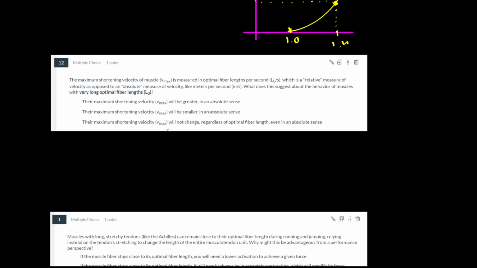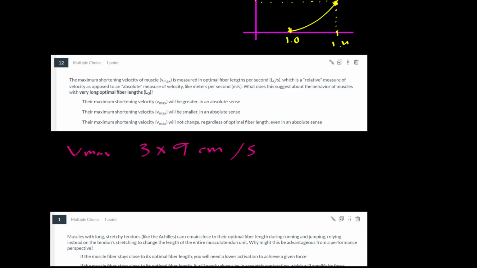Okay, a shorter and hopefully more simple one. The maximum shortening velocity of a muscle is usually measured in optimal fiber lengths per second. So suppose you had a muscle whose optimal fiber length was 9 centimeters. You might express whatever its Vmax is as, maybe for slow twitch muscles, 3 times 9 centimeters per second. So what does this suggest about the behavior of muscles with very long optimal fiber lengths?